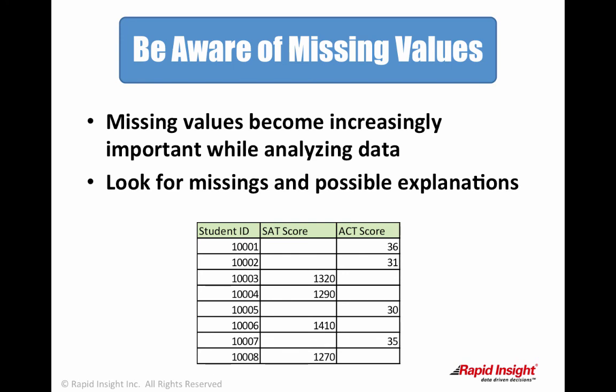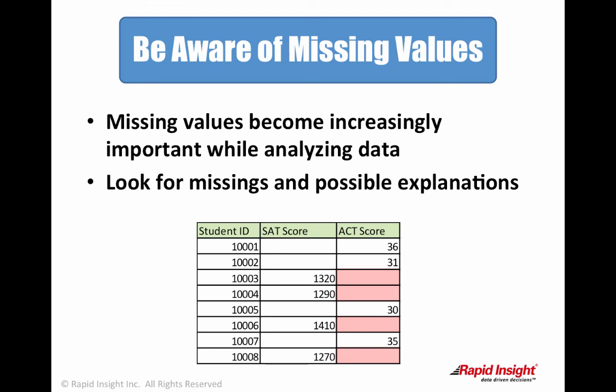Another thing worth doing is looking at your missing values and trying to find possible explanations. So in the example below, for each student, we have SAT score and ACT score as a column. We can see that we're missing about half of the ACTs and about half of the SATs. But we can also see that each time a student has an SAT score, they don't have an ACT score. That might just be telling us that those students are submitting either one or the other.